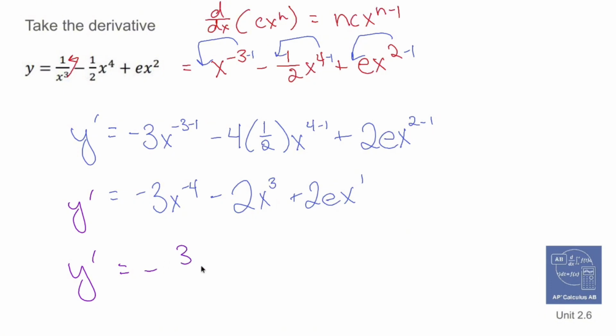Negative 3 over x to the 4th, right? Because x moves to the bottom. Nothing changes here. And again, that invisible 1 is not necessary. And that's what I end up with.